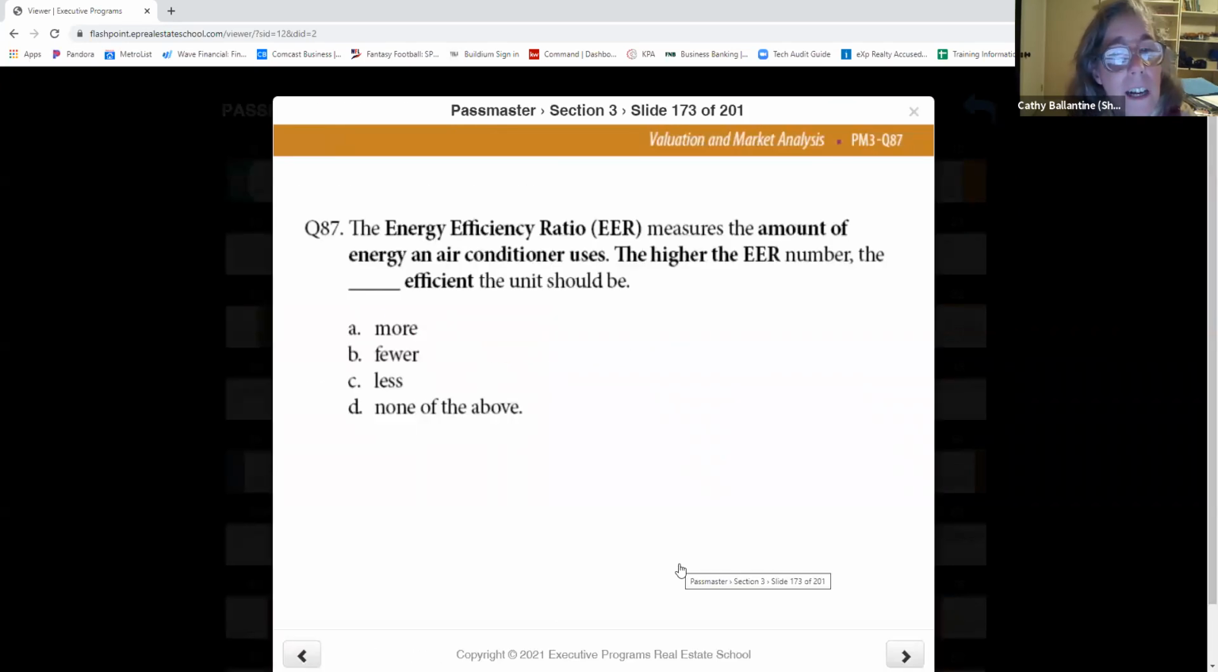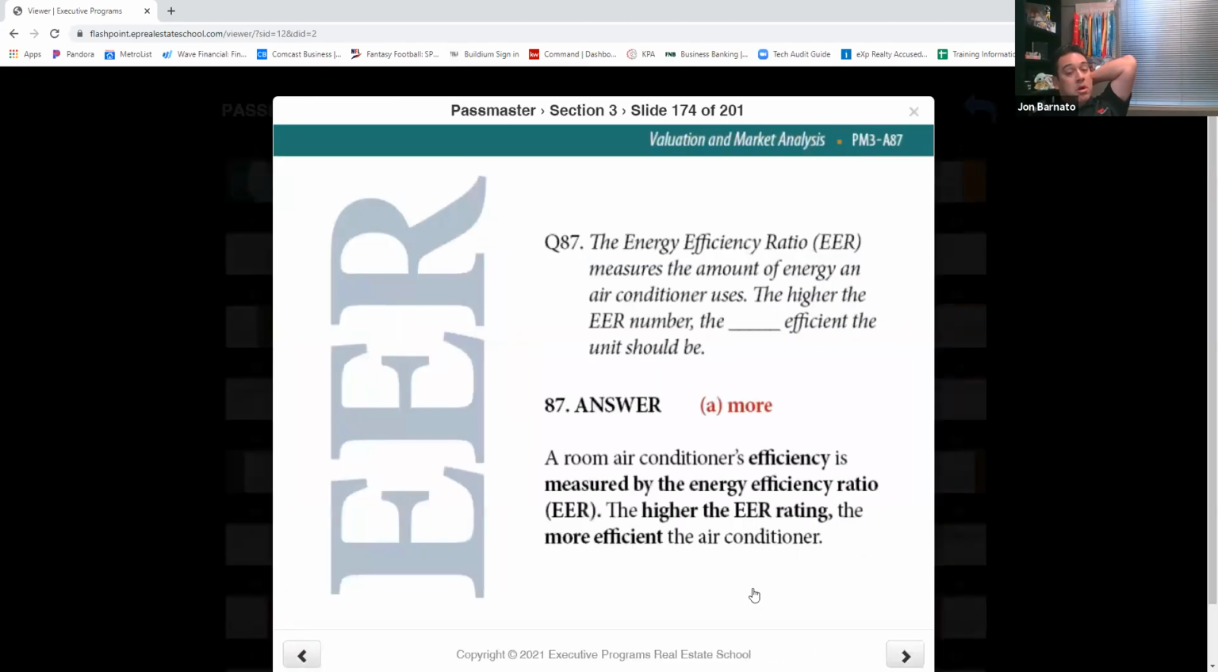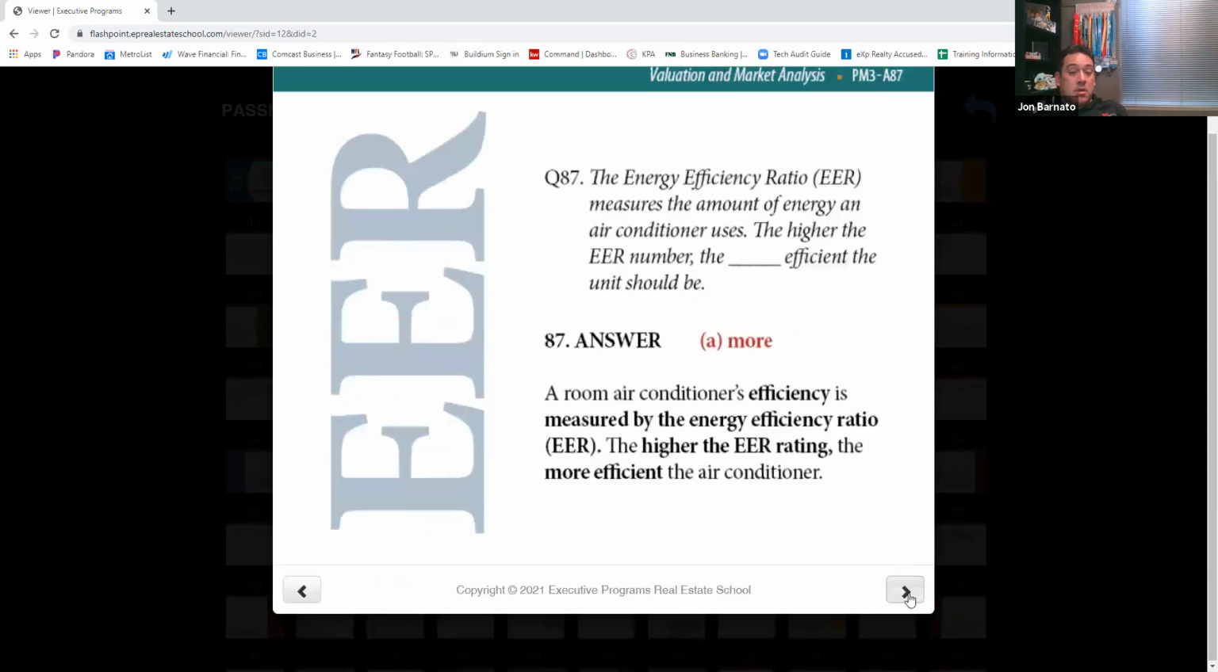Okay. The energy efficiency ratio, EER, measures the amount of energy an air conditioner uses. The higher the EER, the blank efficient the unit will be. EER, this is very important in California. More, yes. The higher the EER, more. The state of California keeps upping the energy efficiency of each unit over the years. And so now you must have very efficient units to install to get a permit, right?